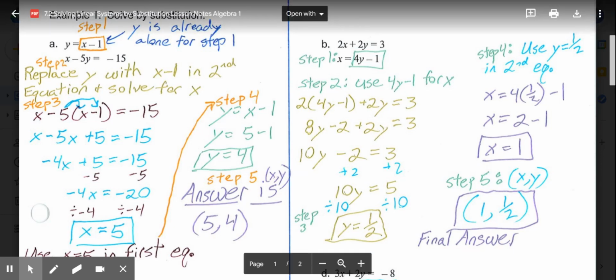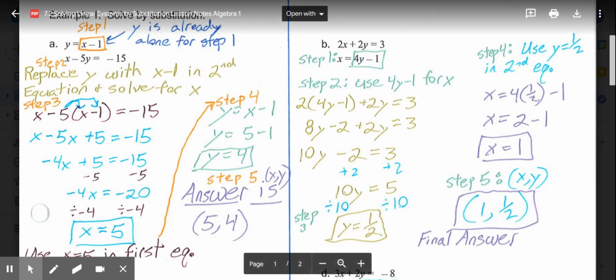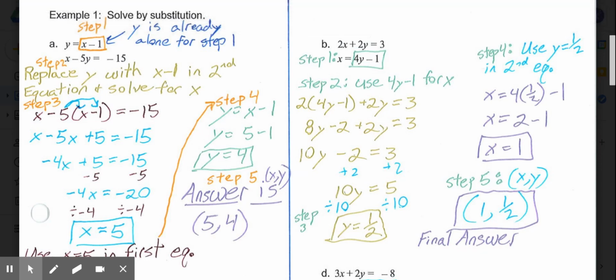So let's look at B. So again in B, for step 1, we want to make sure the variable is alone. So looking at my two equations, 2x plus 2y equals 3, and x equals 4y minus 1. So step 1 again is done for us. One of the variables is already on its own. X equals 4y minus 1.